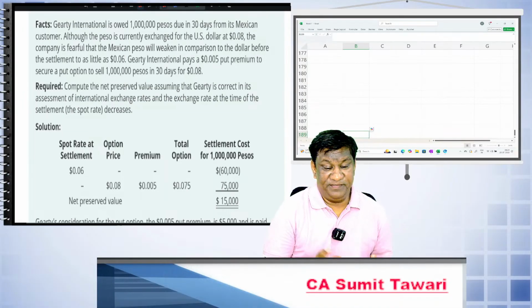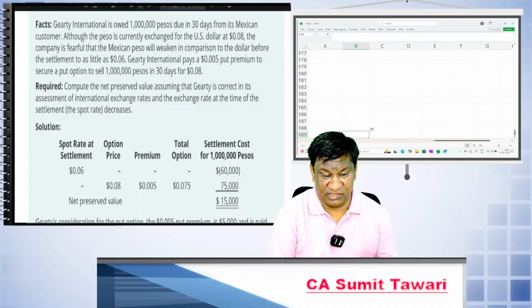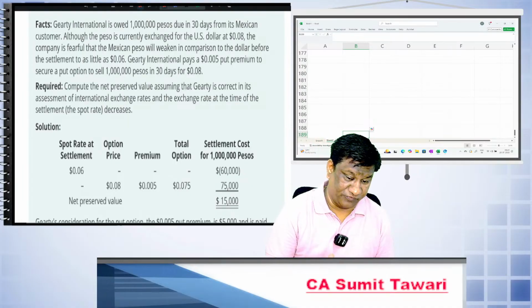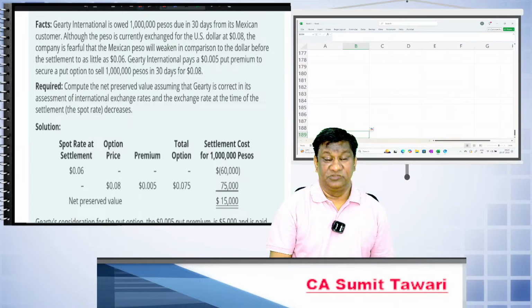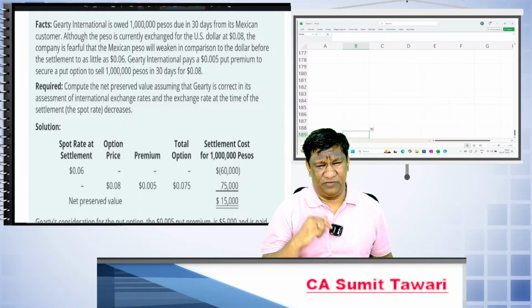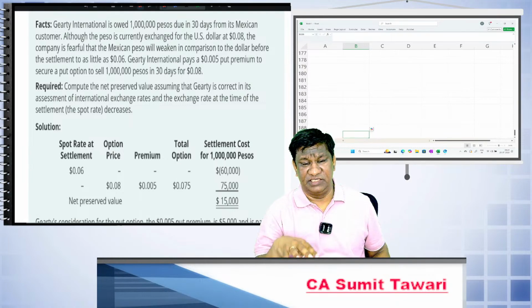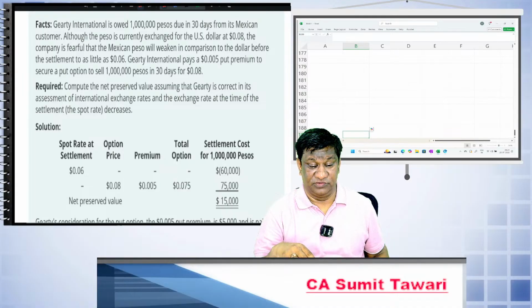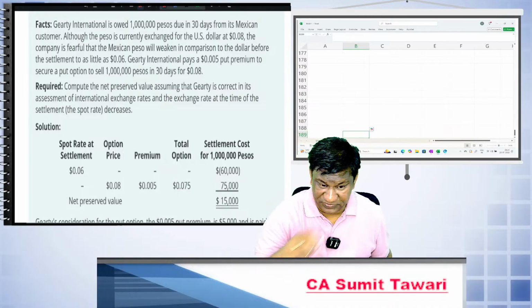The same example we will take, but on the other side. Means right now we are under an obligation to pay 1 million pesos. Now we are receiving 1 million pesos. So how does this mechanism work for a receivable? In a payable, if the foreign currency strengthens, then it is an issue for us. And in a receivable, if the foreign currency weakens, then it is an issue for us. That also you need to keep in mind.